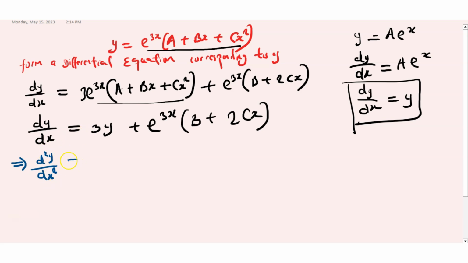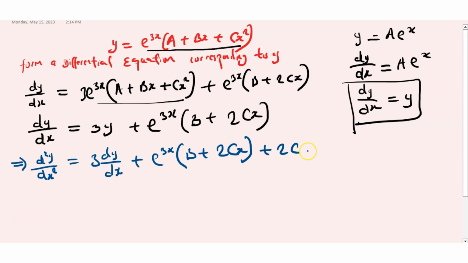Now here we have 3 dy/dx, because if we take the derivative of y, we get dy/dx. What about e^(3x)? Well, obviously we have e^(3x) times (b + 2cx). What about the derivative of b + 2cx? That is just 2c. So plus 2c e^(3x).